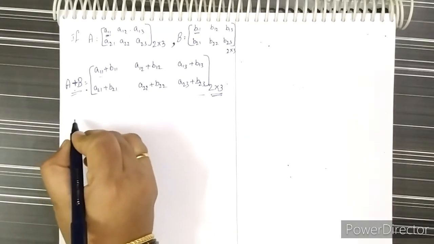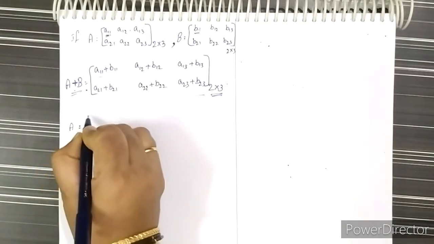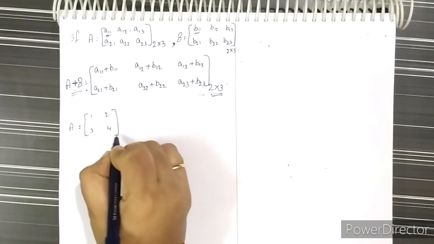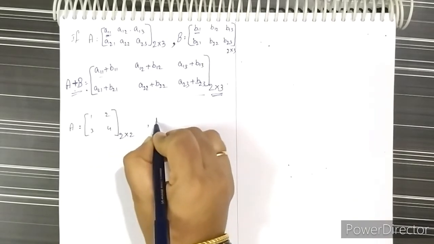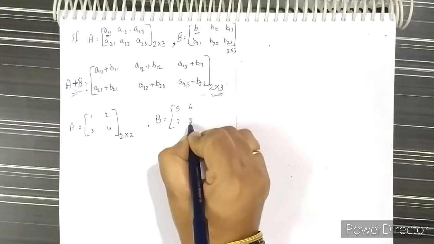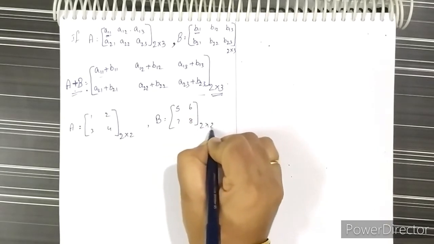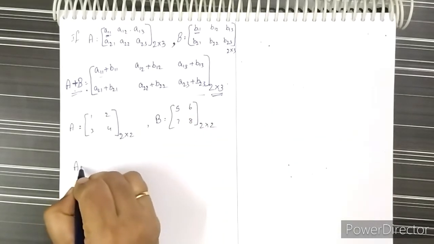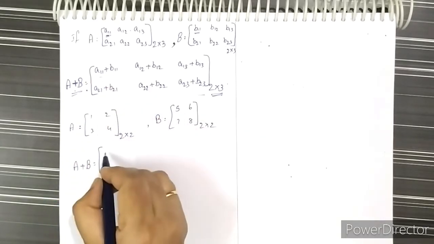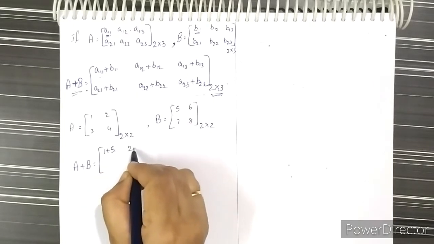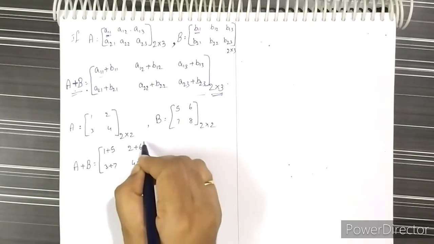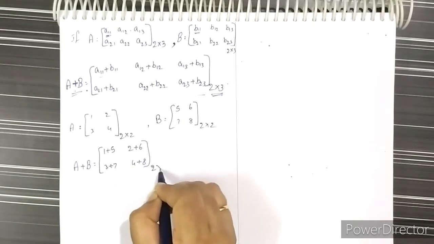And in a real problem, let A equal to 1, 2, 3, 4. This is a 2 by 2 matrix, and B equal to 5, 6, 7, 8. This is a B matrix of order 2 by 2. Then A plus B can be found. A plus B is equal to the sum 1 plus 5, 2 plus 6, 3 plus 7, 4 plus 8, having the same order 2 by 2.